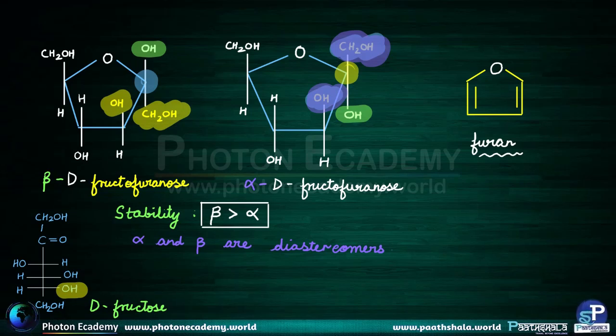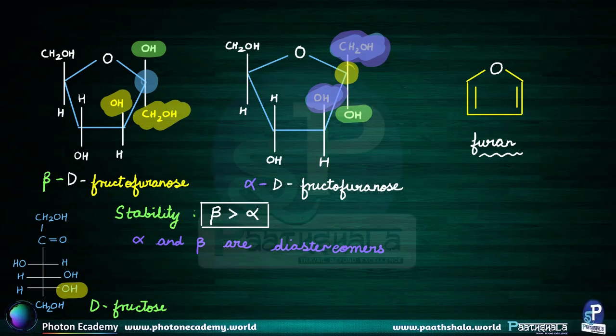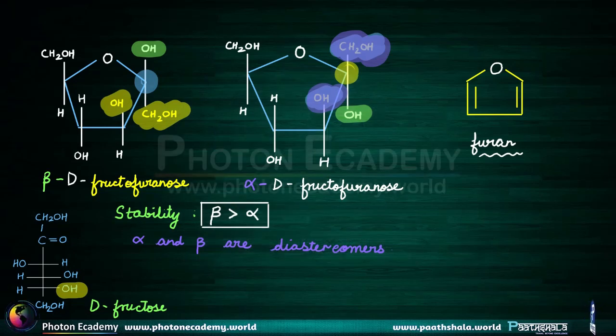Now, since they are diastereomers, we learned about a subcategory within the diastereomers where we saw that if only one carbon was differing in configuration, we could call them epimers. Okay, so this beta and this alpha are also epimers. So they are diastereomers and epimers.